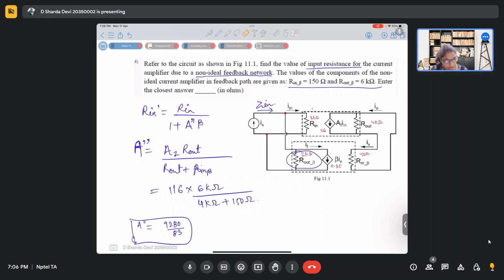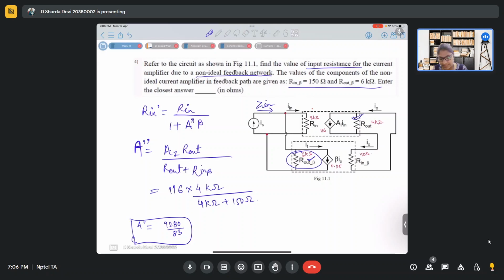Here it is R out by R out plus R in beta. So here it is R in beta, but here it is R out only. So it's not R out beta. In the gain formula, you will get R out and R out, but R in beta. So it is 4K.